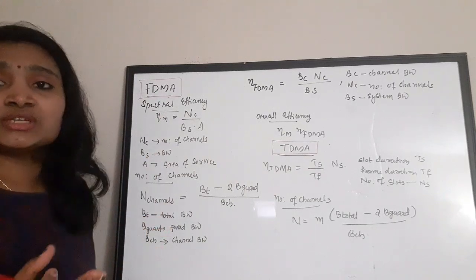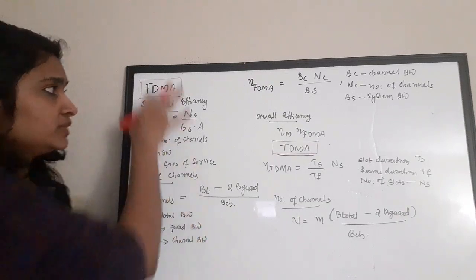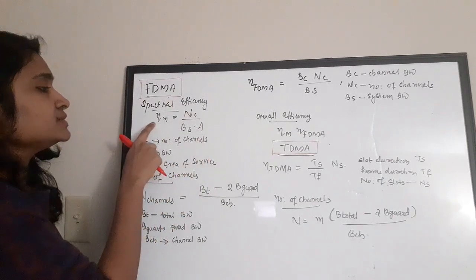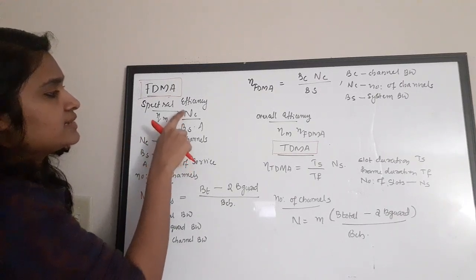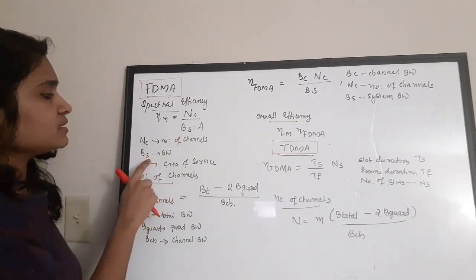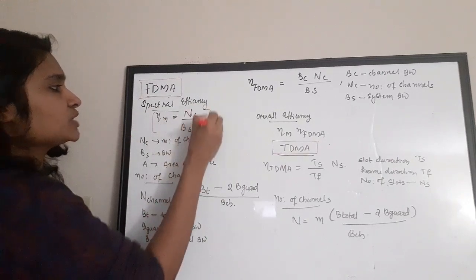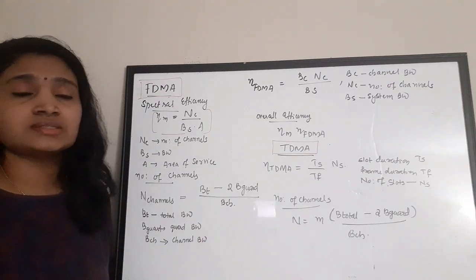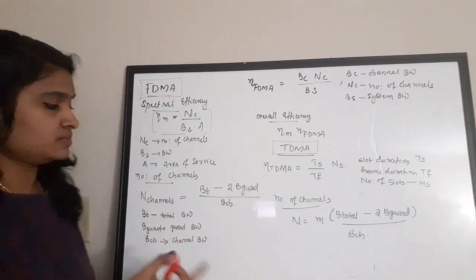So first we are going to see the equation for finding the spectral efficiency. That is, how efficiently the spectrum is being used in FDMA. Spectral efficiency is equal to NC by BS into A, where NC is the number of FDMA channels, BS is the bandwidth of the system, A is the area of service. So this is the equation for finding the spectral efficiency. So if the question is what is the spectral efficiency of this particular FDMA system, then you have to use this equation.